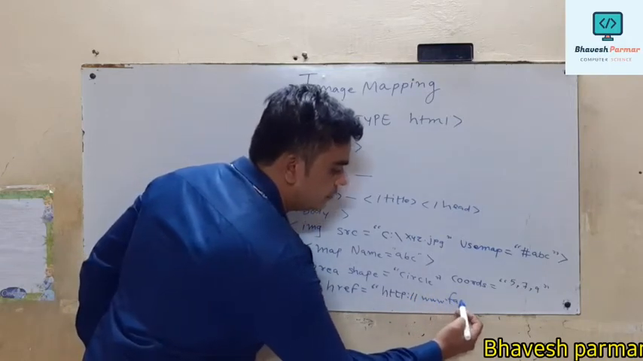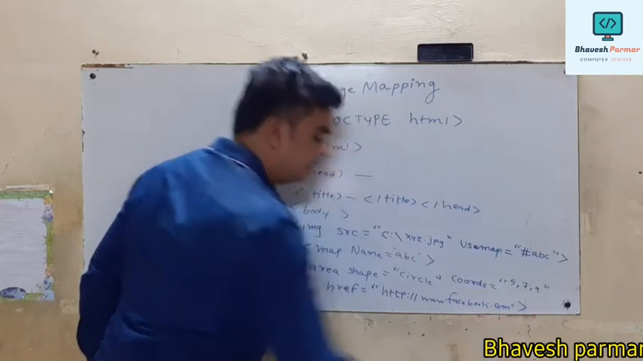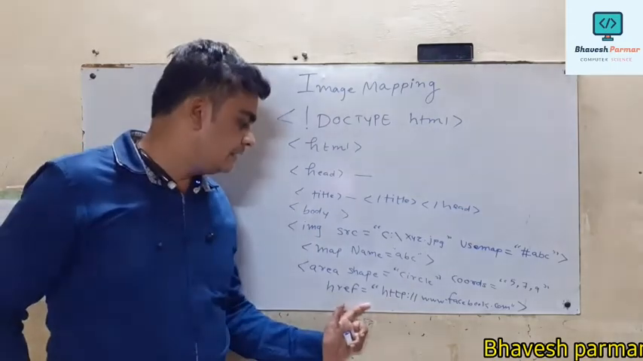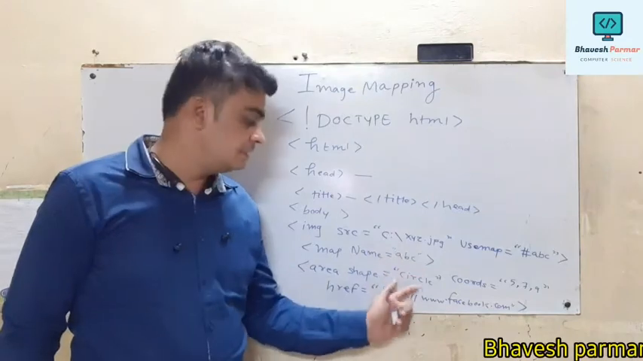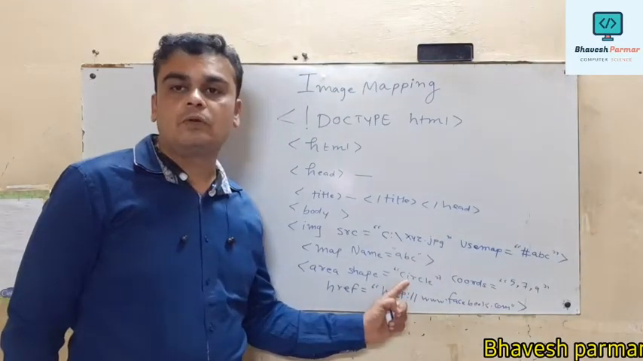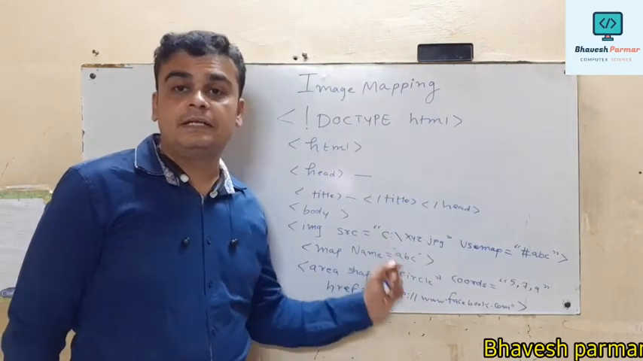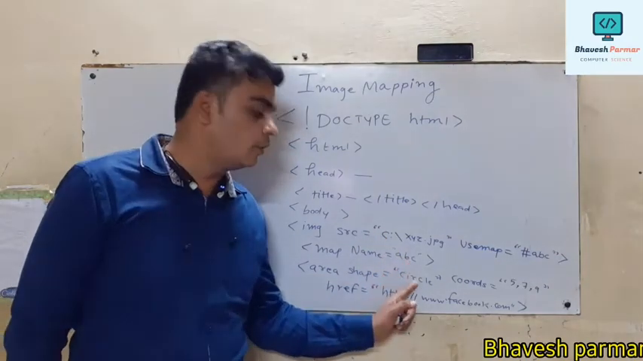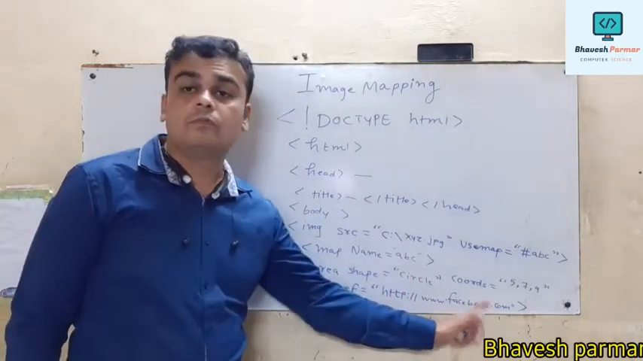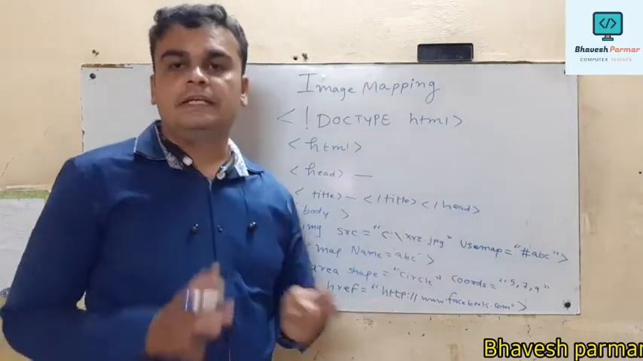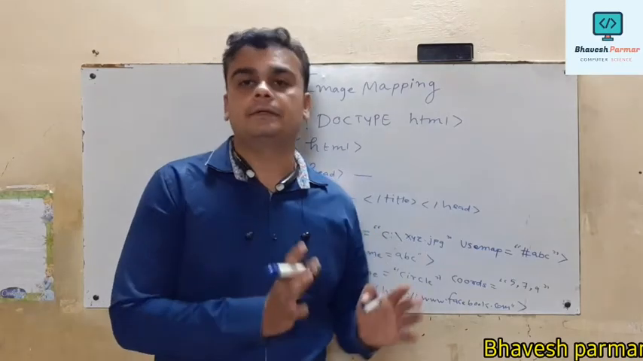www. Suppose I am writing here facebook.com, double quotes complete, tag complete. So what happened guys, whenever I execute this program and after loading that image, whenever I move the mouse cursor on the circle image, a hotspot clickable region appears, and whenever I click on this circle button, this facebook.com website opens. So it is called image mapping, meaning we are using the image as a hyperlink.